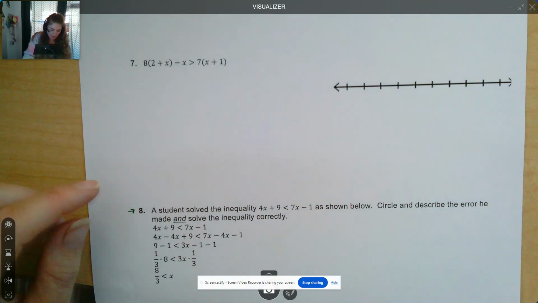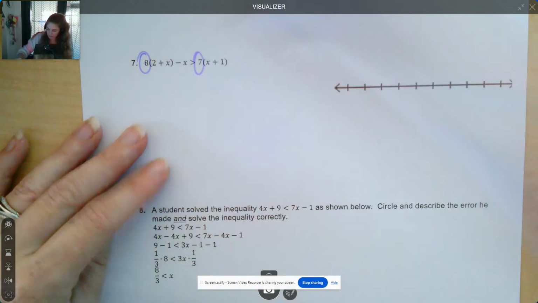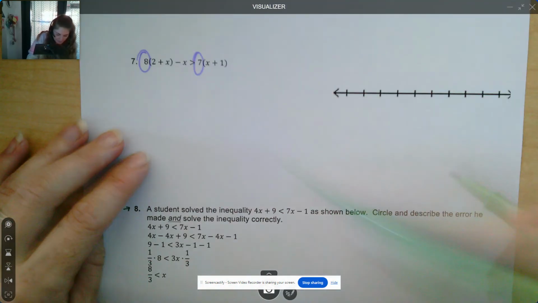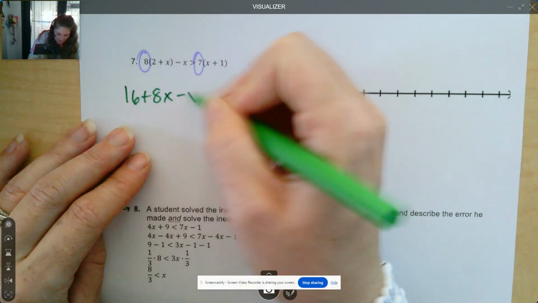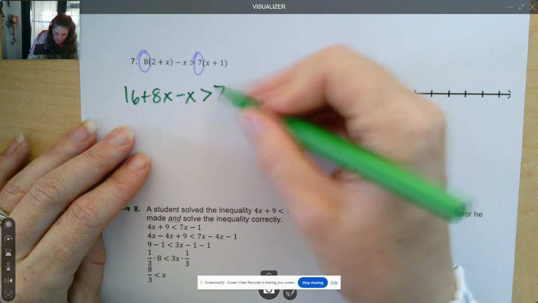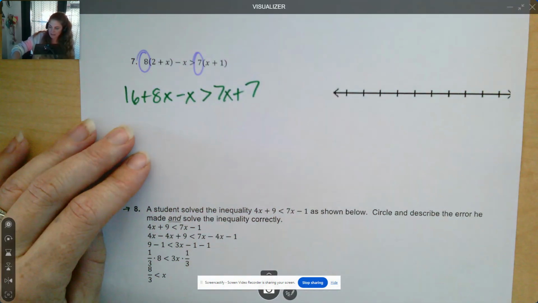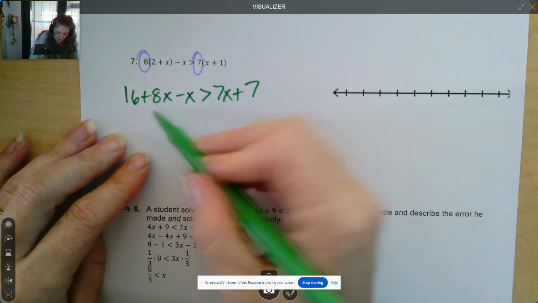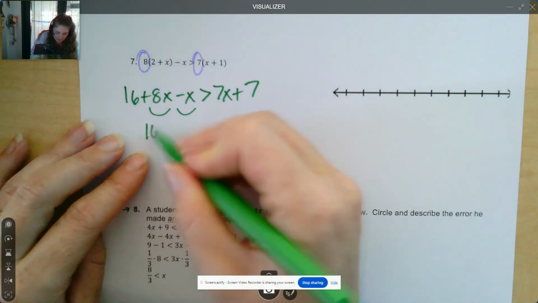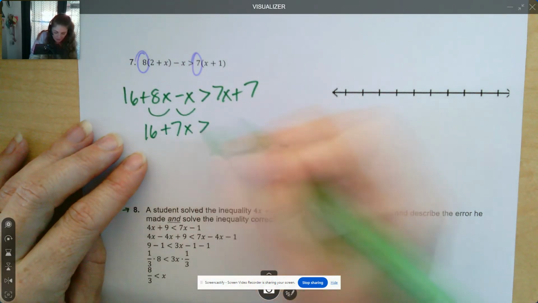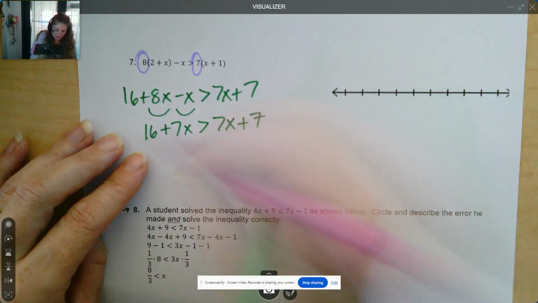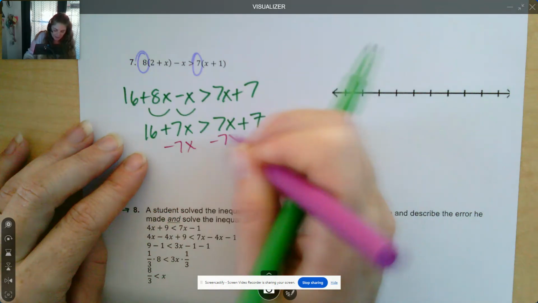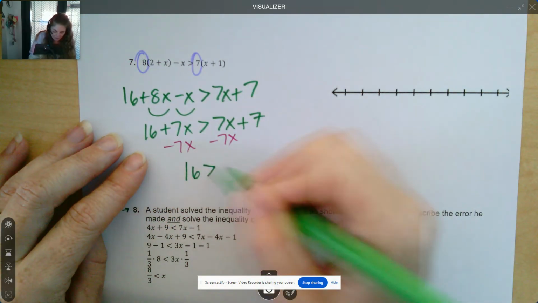So here I am going to distribute these numbers. So 8 distributed gets me 16 plus 8x minus x is greater than 7x plus 7. Taking a look here, we end up with having to combine some like terms. So I have 16 plus 7x is greater than 7x plus 7. I'm going to bring all my variables to one side, subtract 7x from both sides. I end up with 16 is greater than 7.